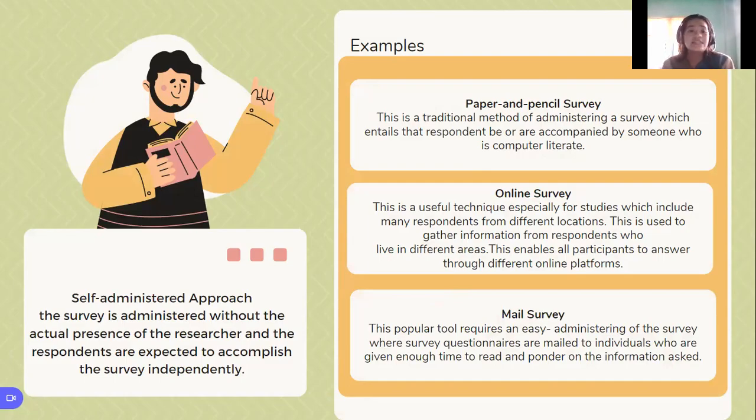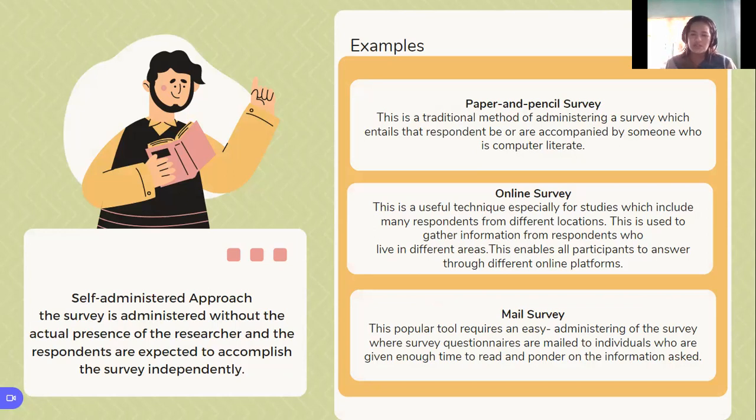The next one is online survey. This is very popular right now because during the pandemic, researchers were unable to join their respondents in answering their survey questions. And so this is a useful technique for studies which include many respondents from different locations, especially when you have respondents from far-flung areas or different groups of people. Online survey is used to gather information from respondents who live in different areas, as mentioned earlier. It enables all participants to answer through different online platforms.